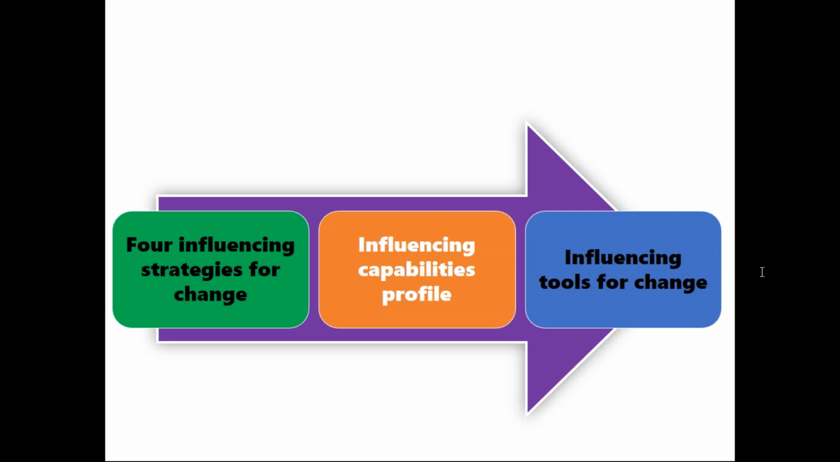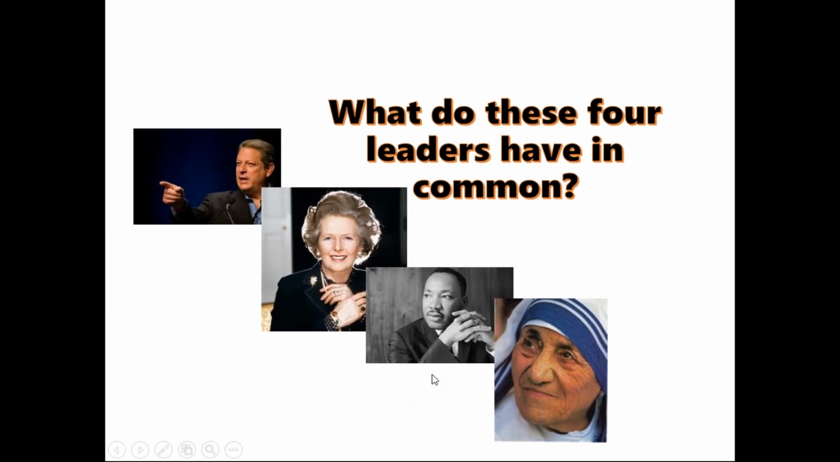So there are 3 things out of this session. First of all, what are these 4 influencing strategies? We'll spend a bit of time talking about those. We'll also talk about the influencing capabilities profile, which is the profile you can complete either electronically or via paper. And then you've got the influencing tools for change. I want to end this presentation with some practical things you can do to bump up your potential for improving your influence. All right, so let's get underway.